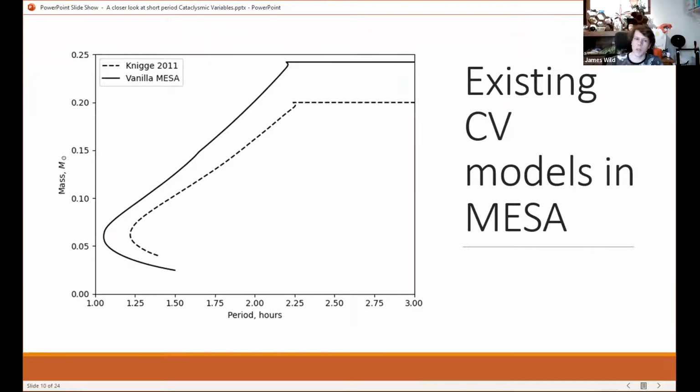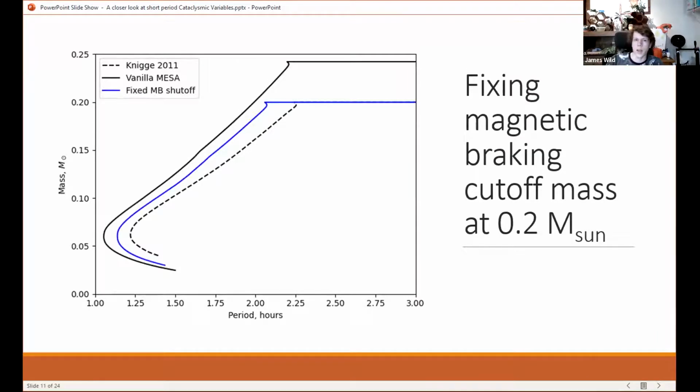But one reason for this is a fairly easy fix, and that's the mass where magnetic braking gets shut off, or the mass where it enters the period gap, this horizontal section at the top. Christian sets his magnetic braking to turn off at 0.2 solar masses. So that's easy. We just copy that into MESA. And that gives us this blue line here, which is a lot better. We're about halfway there.